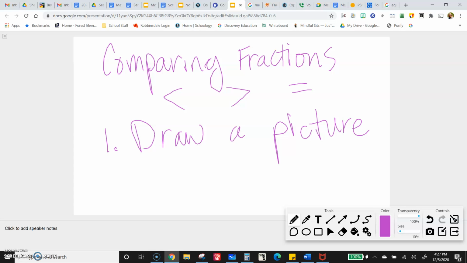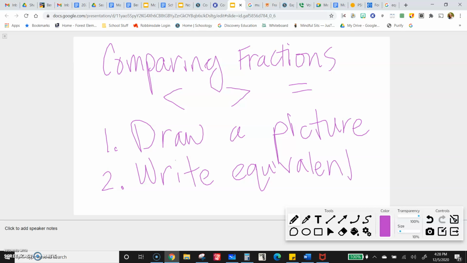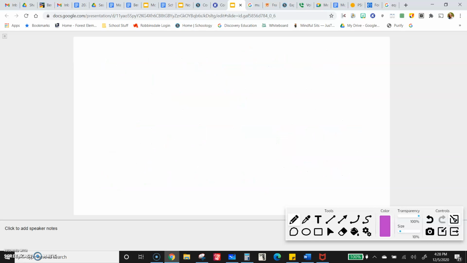So sometimes it's just hard to tell if they're really close together. So sometimes we need to write equivalent fractions, or write fractions with the same denominator. Okay, so write equivalent fractions that have the same denominator in order to compare them. So I'll go over both of those ways.